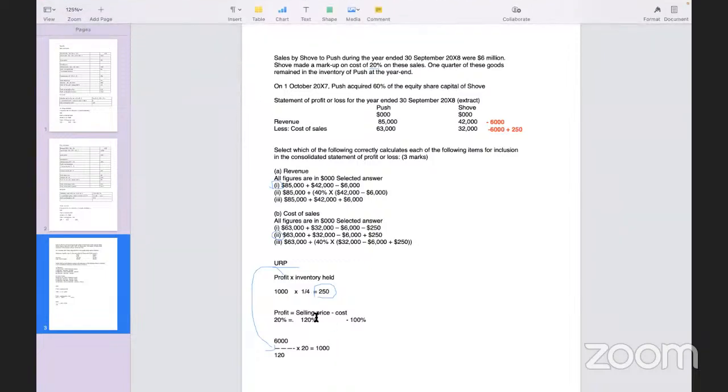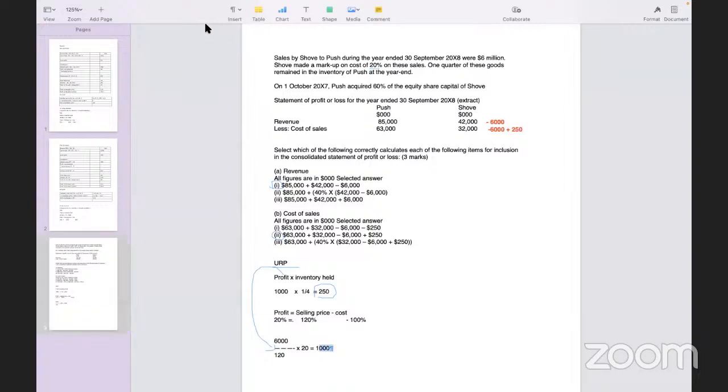Now 120% is selling price, no? Apply. Our sales is 6 million. 6 million is represented by 120. So I divided that by 120. I am looking for profit. No, so profit is 20%. So multiply by 20, you will get 1000. That's your profit. Put it into inventory held. Then you will get your URP. URP always is added to cost of sale because inventory gets credited in the double entry. So therefore, we added that to cost of sale.